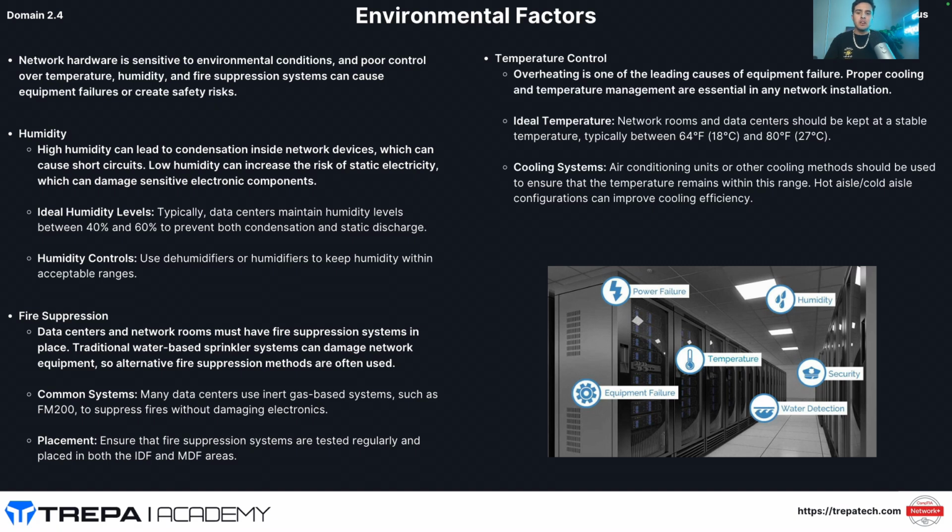Fire suppression. We're going to have gas-based systems, so you can't put water on a Class C fire, an electrical fire. And then temperature control. Obviously, we're going to have a big HVAC system to keep our network equipment cooled off for performance, right? The ideal temperature of network rooms, comms closets, and data centers should be stable, typically between 64 and 80 degrees. Now, obviously in our cold aisles, it's going to be a lot colder. People that work in data centers usually bring a jacket to work.